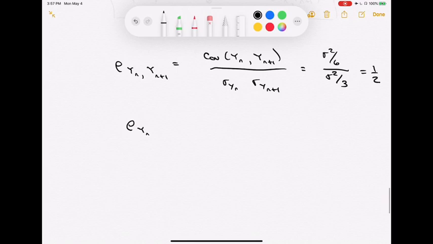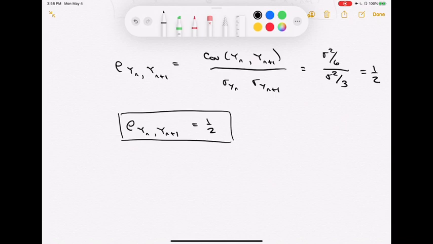So we end up getting here rho of yn and yn plus 1 equal to a half. If I scatter plotted yn against yn plus 1, you would see them having a positive correlation with one another. It would not be a perfect straight line correlation, but it would definitely be a positive correlation. The bigger yn is, the bigger we would expect yn plus 1 to be. And so we've made our calculation on that one as well. So that concludes really what we asked for in this example.